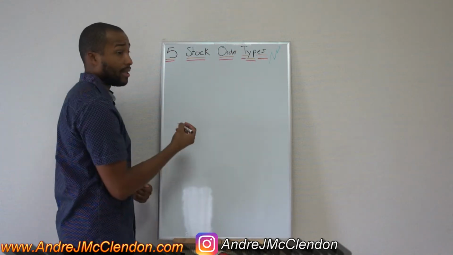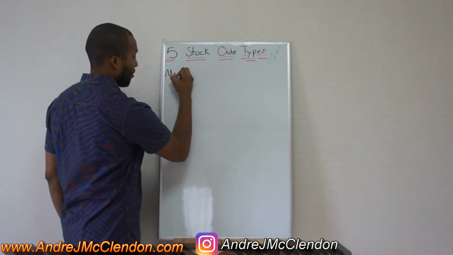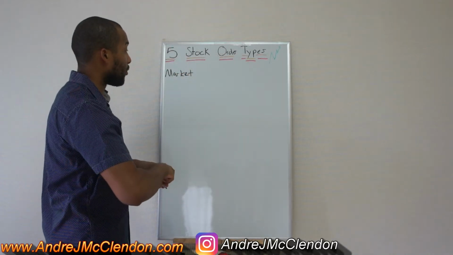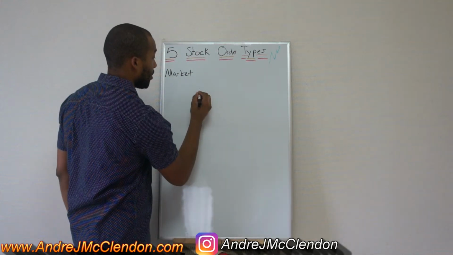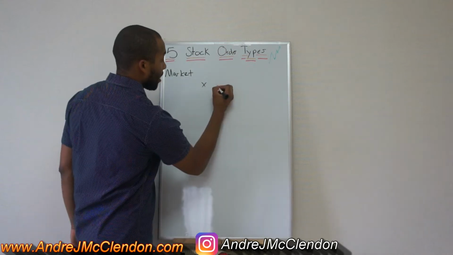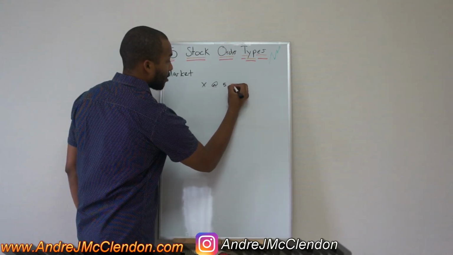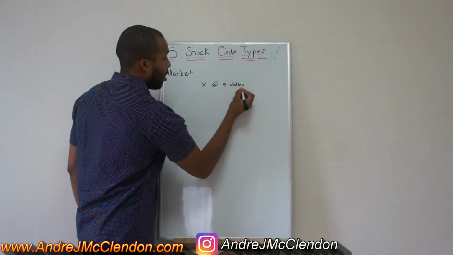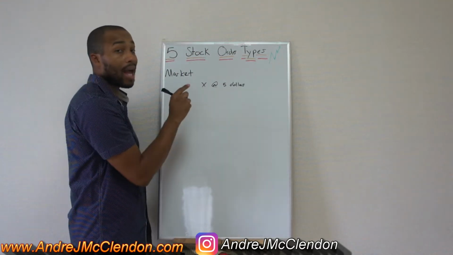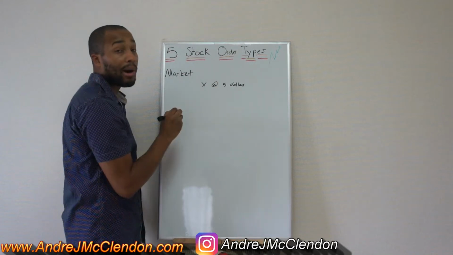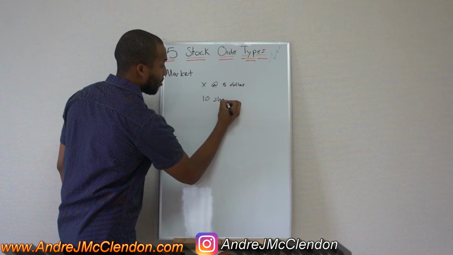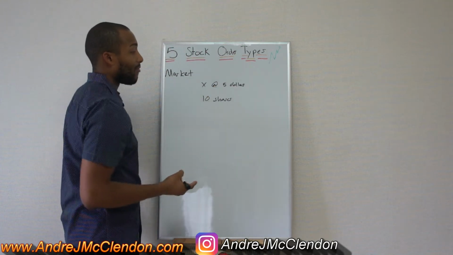I'm going to do the easiest one first, which is market. A market order is very simple. If you're going to buy a stock, let's say stock X, and it's at $5, what a market entry does is say, hey, I want to buy X amount of shares at the current market price. So let's say you want to buy 10 shares at market price at $5.